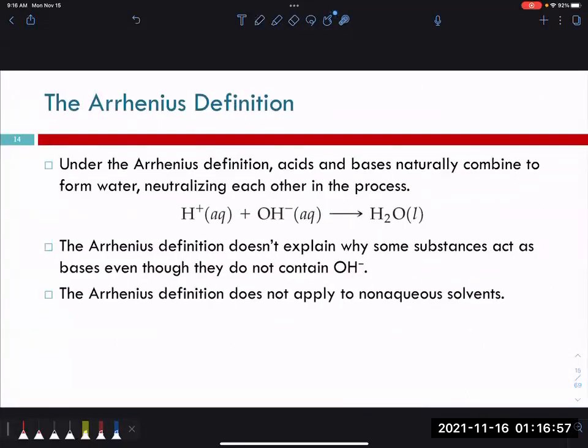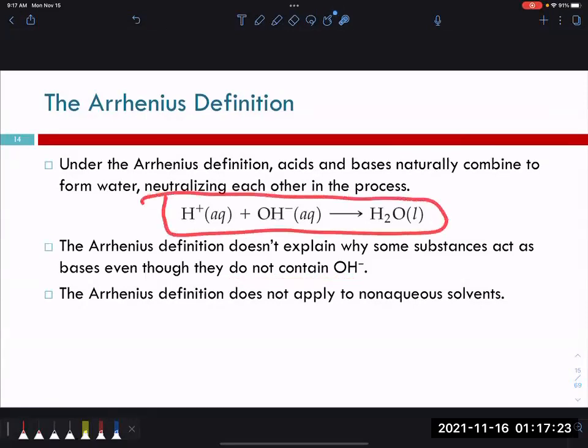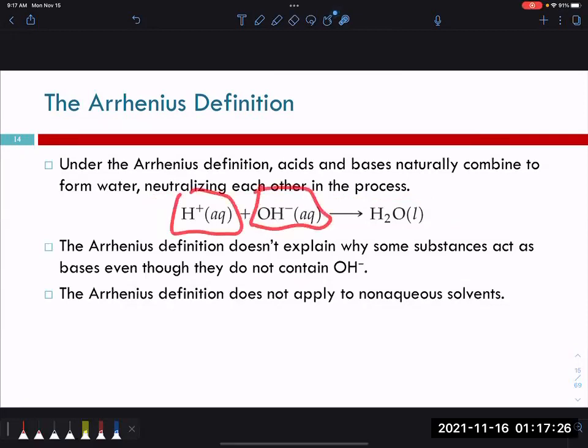Under the Arrhenius definition, acids and bases naturally combine to form water. Right? If we take our hydrogen and add it to a hydroxide, then we'll get H2O. The Arrhenius definition doesn't explain why some substances act as bases even though they do not contain OH minus. Under the Arrhenius definition, acids have to combine with bases to form water, but we do have some molecules that can act as bases even though they don't have an OH minus.